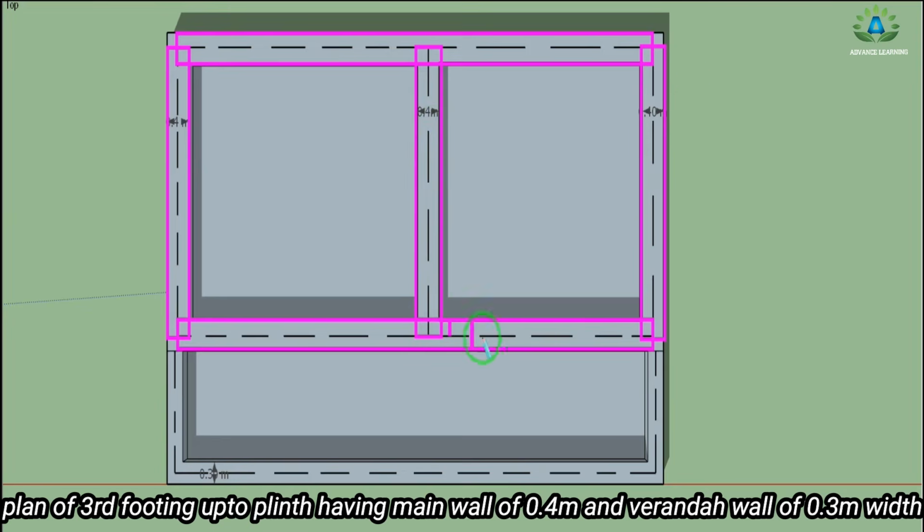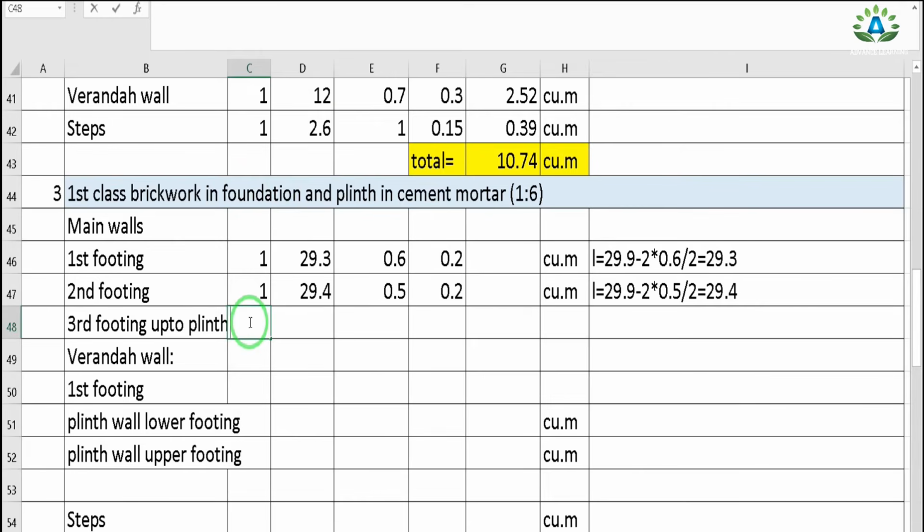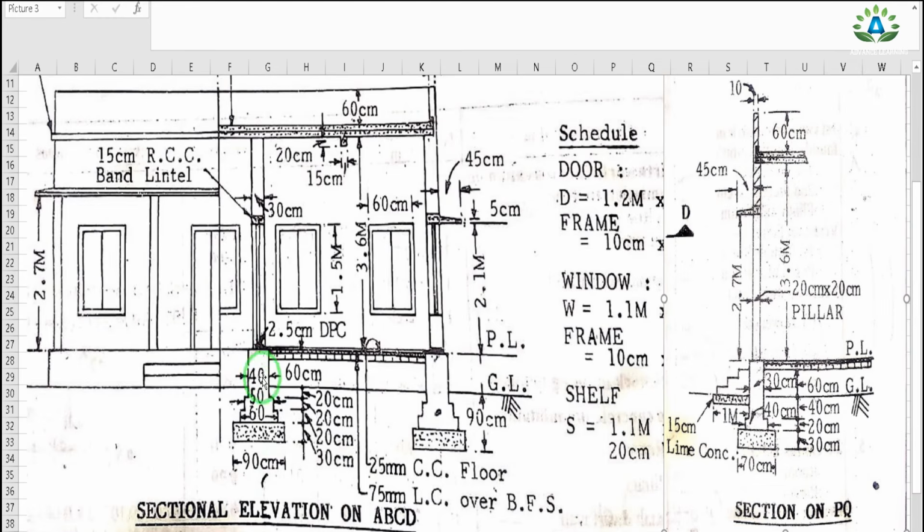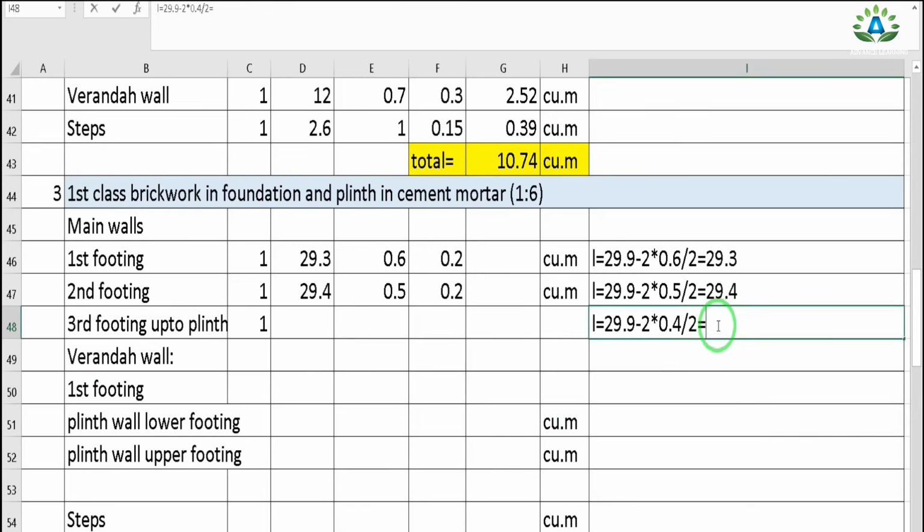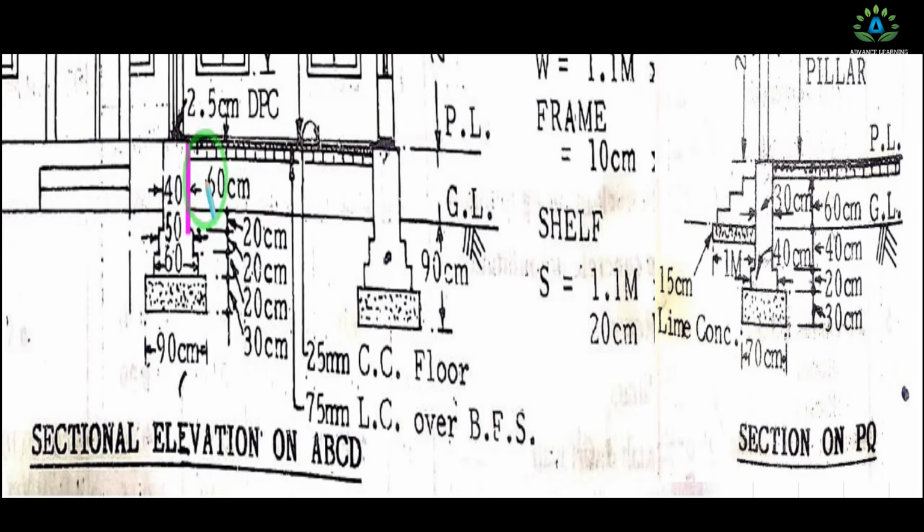This width is 0.4 meter and this width is 0.4 by 2. So we need to subtract 0.4 by 2 in our center line. We have only one number of this third footing, and the length will be center to center length 29.9 minus 2 times 0.4 by 2, because 0.4 is the width of this third footing of the main wall, and we get 29.5, and we have this width 0.4 meter, and the height up to plinth is, this portion is 60 and this portion is 20, so this total height will be 60 plus 20, that is 80 centimeter.